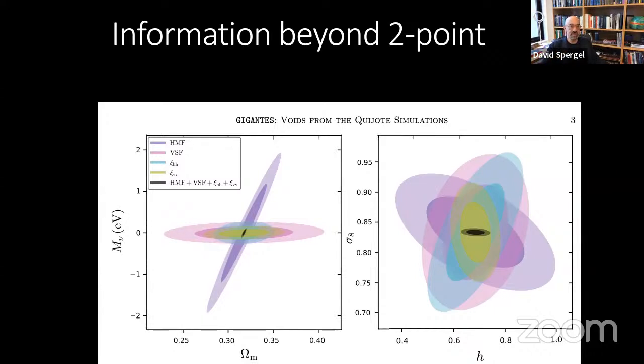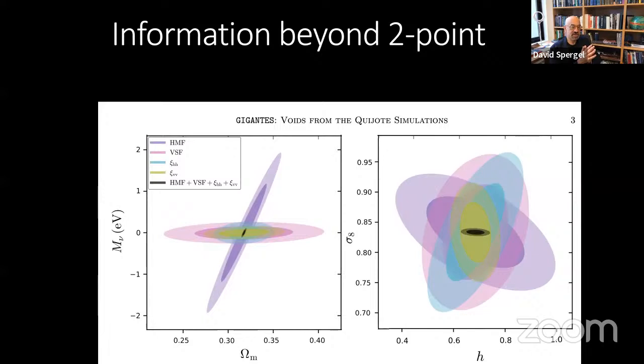So you can see here in this plot made by Christina Kreisch, one of my thesis students, looking at how well we can measure two properties of the universe. In this case, well, actually three, let's look at the plot with omega m and m nu at the moment. Plotted on the x-axis is the density of matter in the universe that we infer. Plotted on the y-axis is the sum of the masses of all of the neutrino species in the universe. And you can see the complementarity of different measurements.